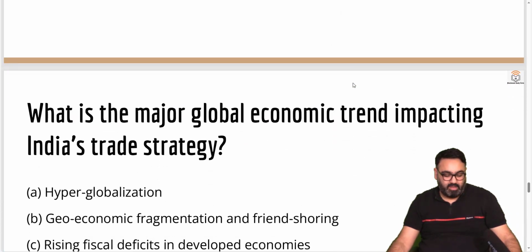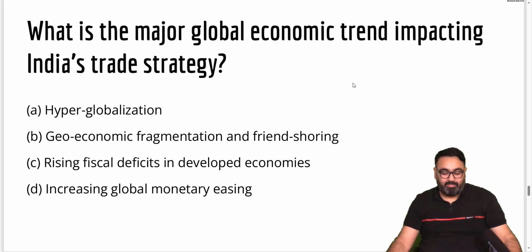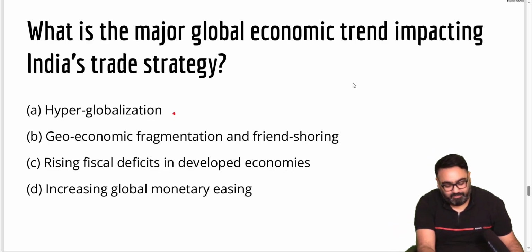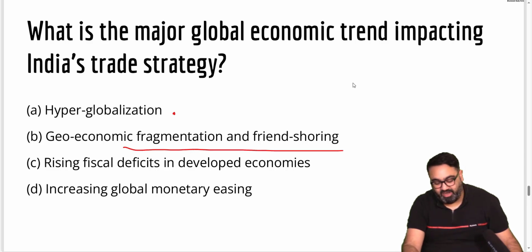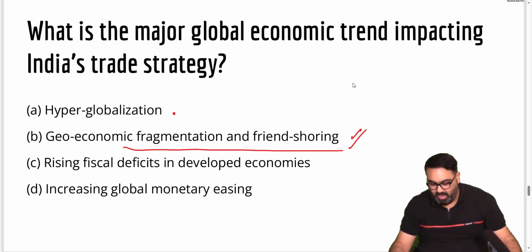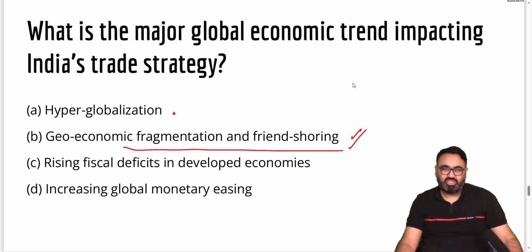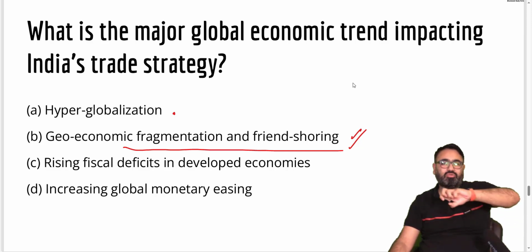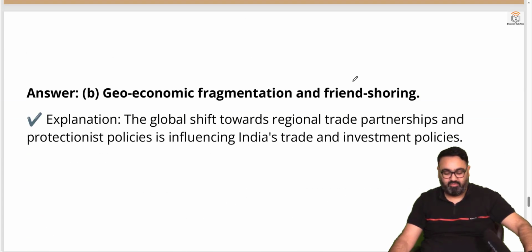Next, what is a major global economic trend impacting India's trade strategy? So what is happening around the world that is impacting our trade strategy? Hyper-globalization, geo-economic fragmentation, friendshoring. Yes, this was the one, if you remember. Countries are moving away from globalization to trends such as friendshoring, nearshoring, etc. Making smaller groups, having trade agreements with a group of countries rather than opening up to the entire world.